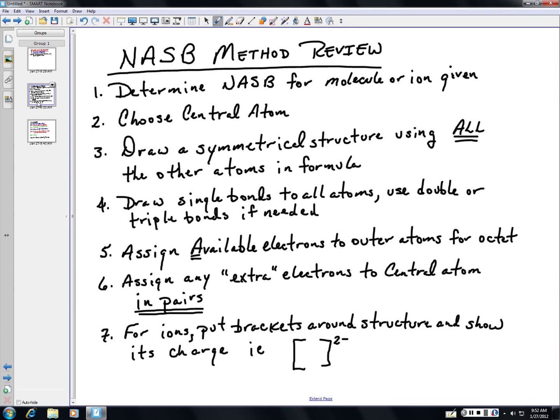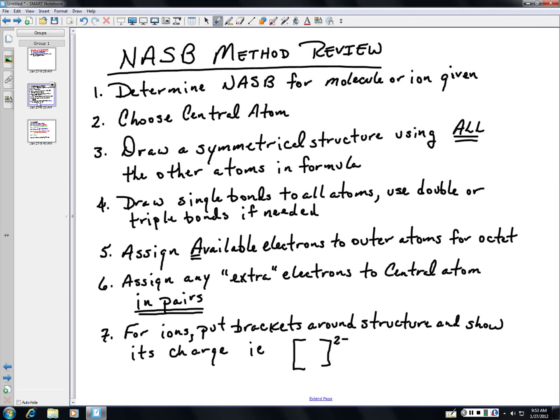The next step after we've done NASB is to choose our central atom. Again, we're going to look at the rules for that. Least electronegative. Carbon, if it's there in the compound, put it in the center. It likes to be there. If it's the only atom of its kind, it needs to be in the center probably. Hydrogen's never in the center. And remember, the halogens don't like to be in the center unless they have no other choice, unless everything in there is a halogen or it's the only one of its kind.